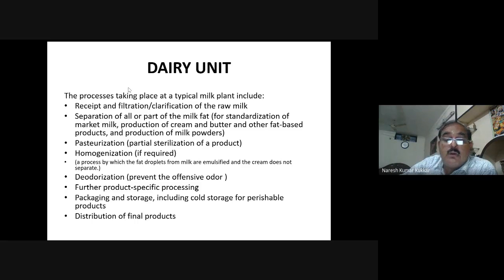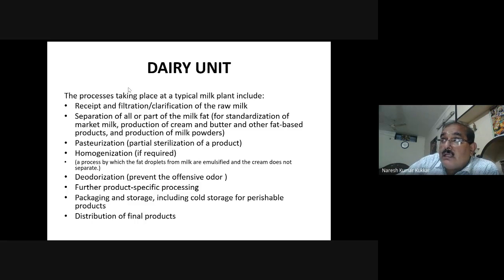Dry powder is available now. We consume the dry milk powder. That's also one of the products from this dairy unit. And the second process is pasteurization, which means partial sterilization of the product.